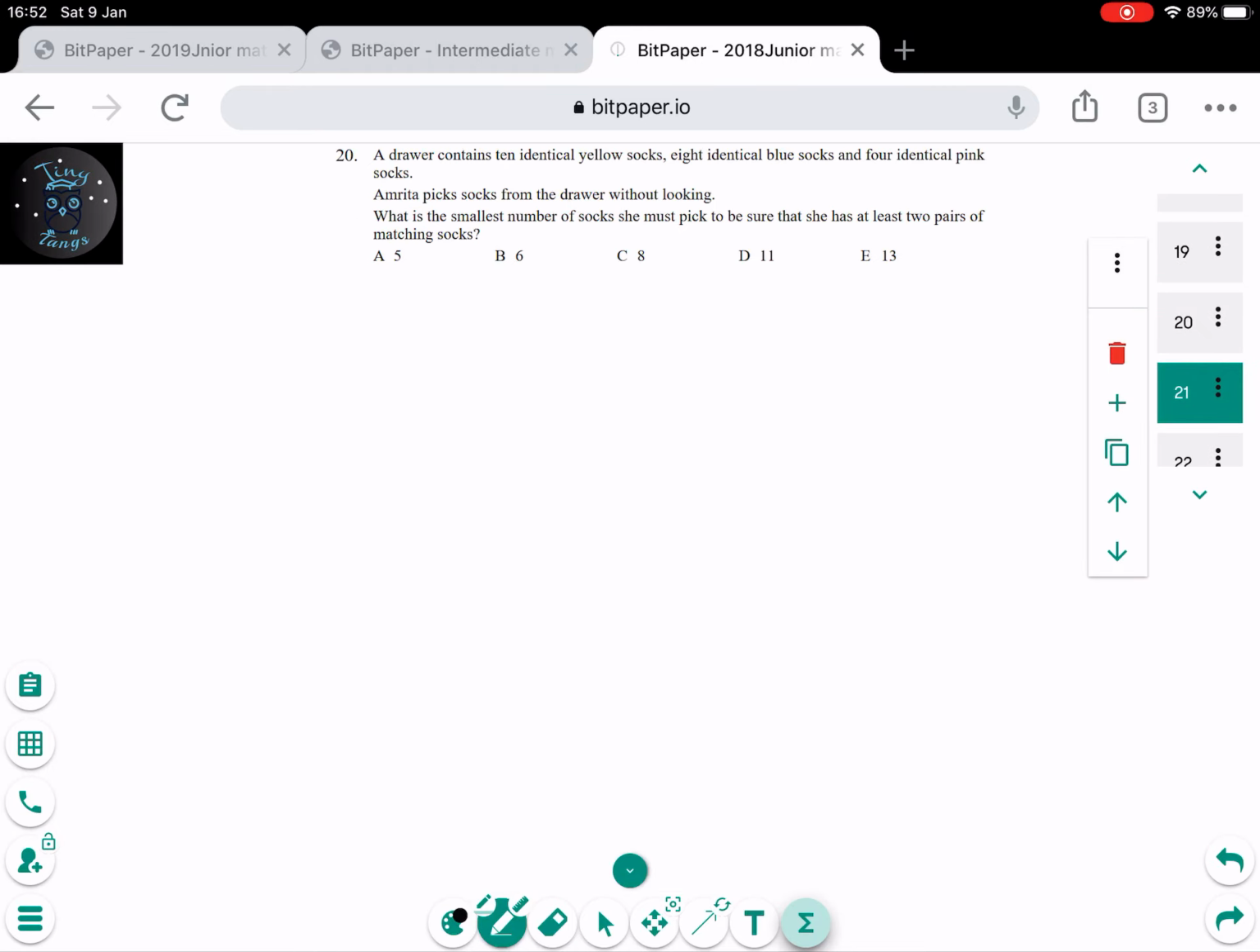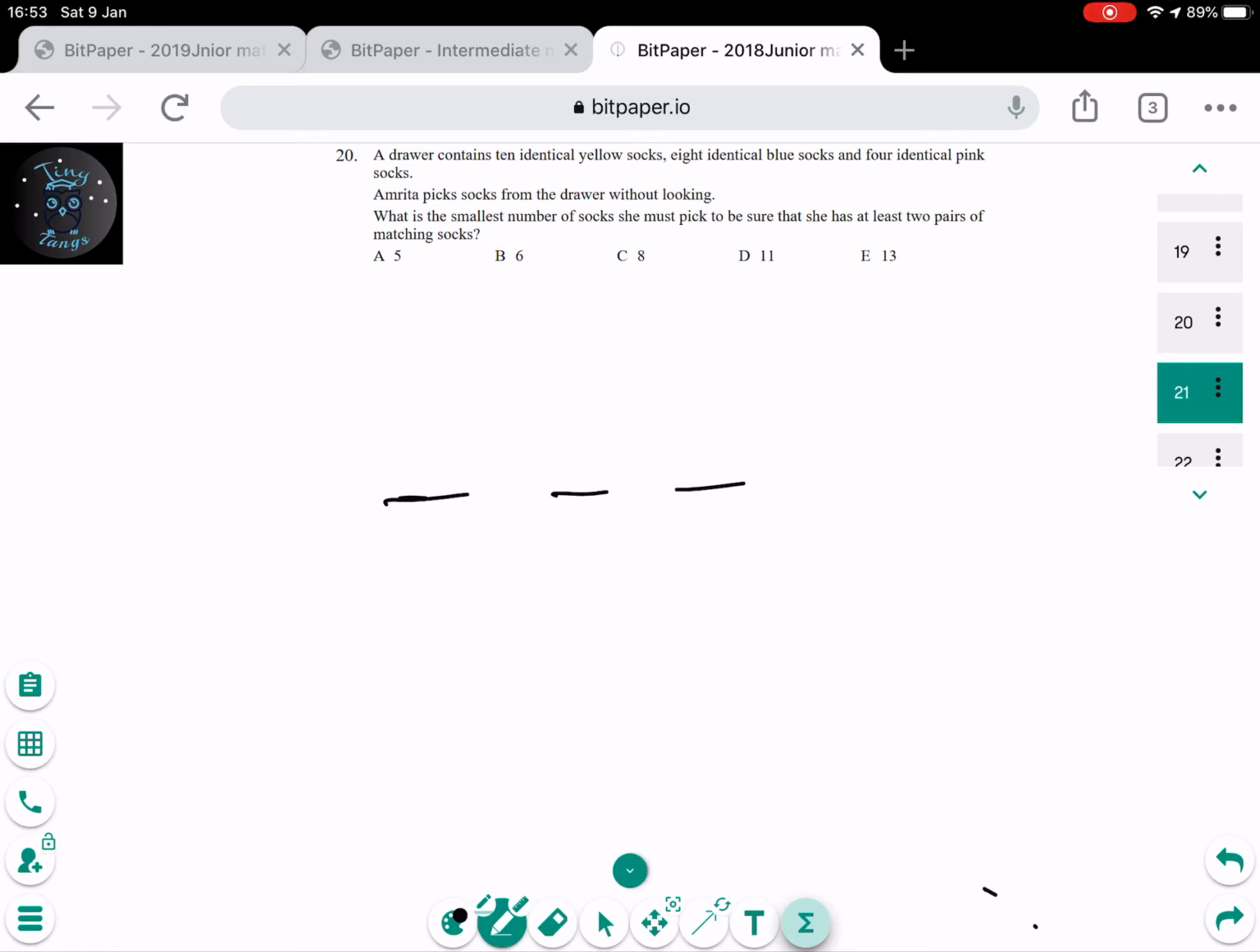For our last question, for these kinds of questions, you need to think of the most unlucky situation, but also very cleverly. So let's say that drawer, and what we need to do to make sure is that we choose one from the red, one from the other, and one from red. Sorry, where did I get red from? One from yellow, one from blue, and one from pink.